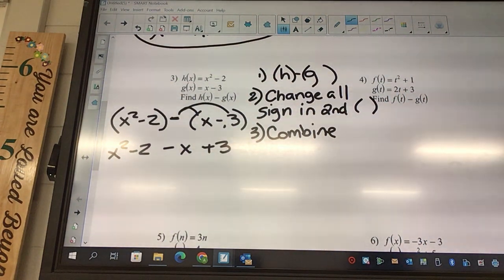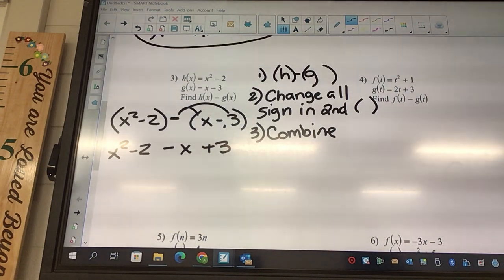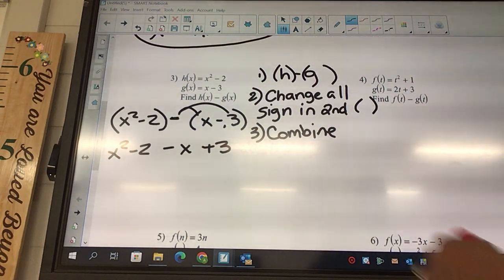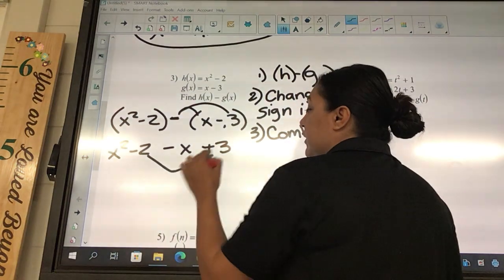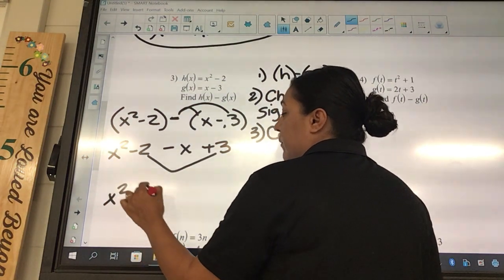And then lastly, we look at this and say, well, what can we combine? The 2 and the 3. Okay, and what is negative 2 and a positive 3 going to give me? 1.